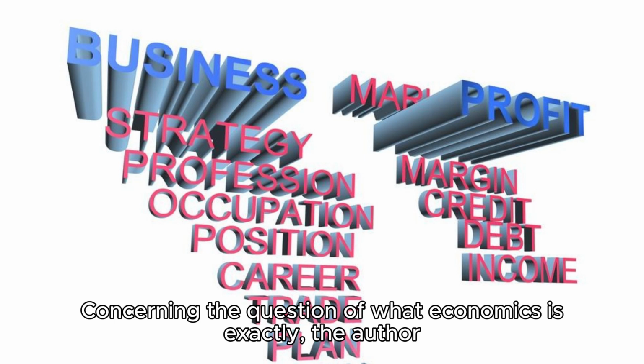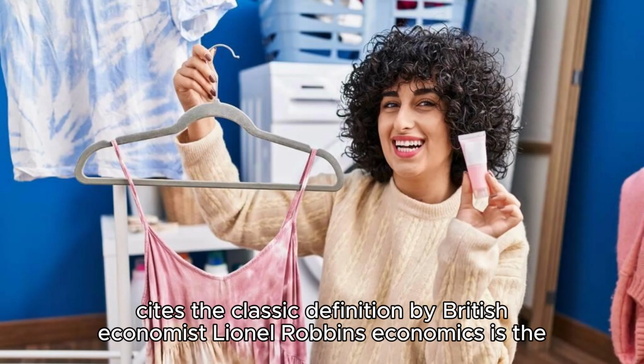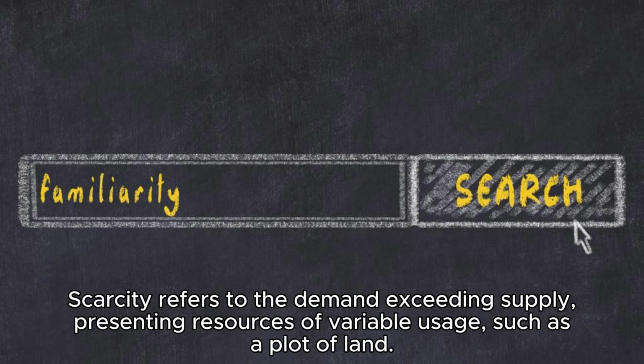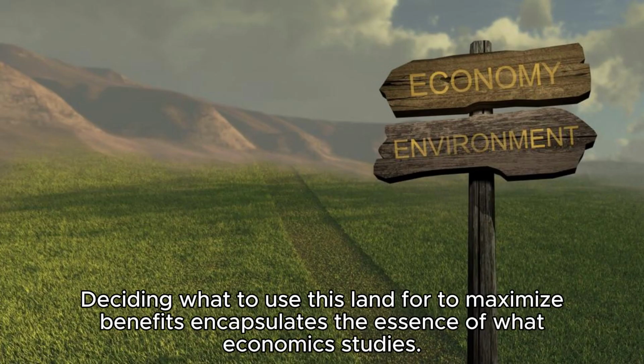Concerning the question of what economics is exactly, the author cites the classic definition by British economist Lionel Robbins: economics is the study of the allocation of scarce resources with alternative uses. Scarcity refers to the demand exceeding supply, presenting resources of variable usage, such as a plot of land. Deciding what to use this land for to maximize benefits encapsulates the essence of what economics studies.